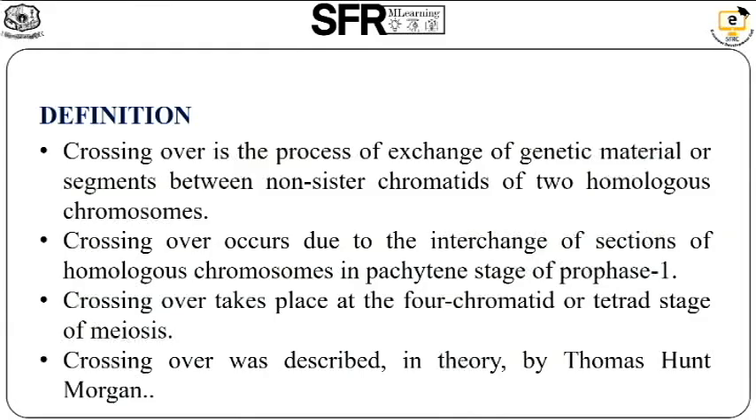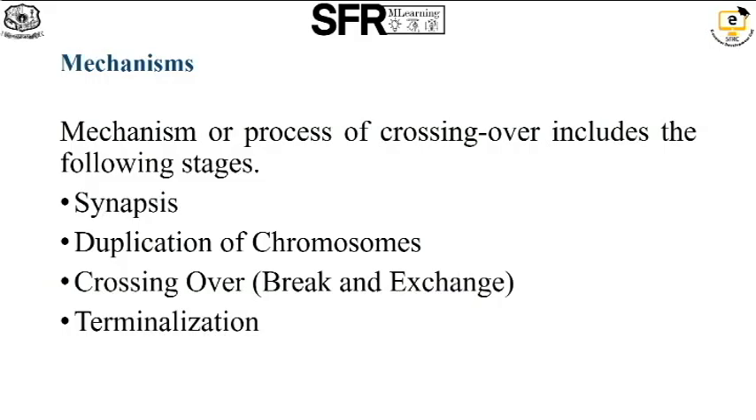Crossing over occurs due to the interchange of sections of homologous chromosomes in the pachytene stage of prophase 1. The crossing over takes place at the four-chromatid or tetrad stage of meiosis. This crossing over theory was first described by Thomas Hunt Morgan. There are four stages in the mechanism of crossing over: synapsis, duplication of chromosomes, crossing over and terminalization.